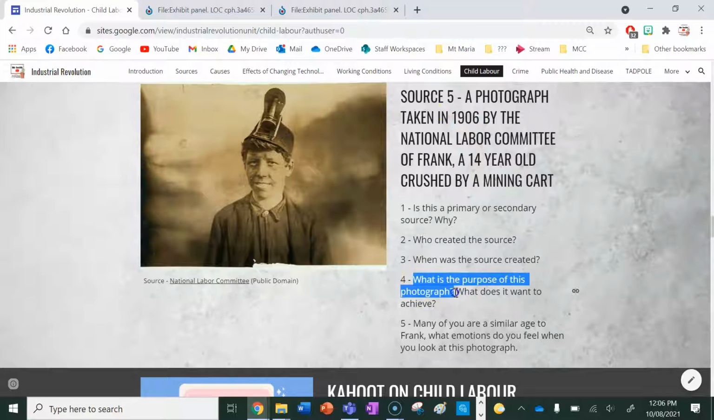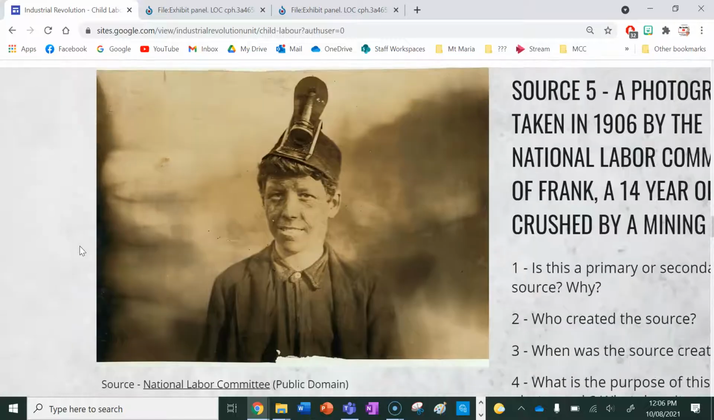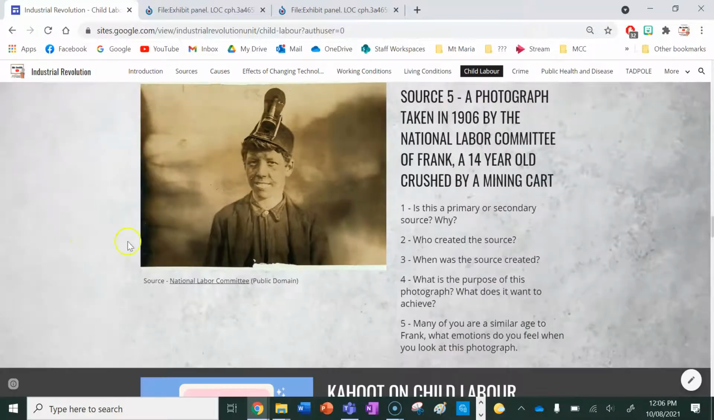So what is the purpose of this photograph and what does it want you to achieve? So it's a photo of Frank. Frank was crushed by a mining cart down a coal mine. And certainly when I look at this photo, I know the purpose of this source is to get an emotional response out of you, to make you feel almost like guilty and sorry for Frank that this happened to him. That this life that's here in this photo is now gone.